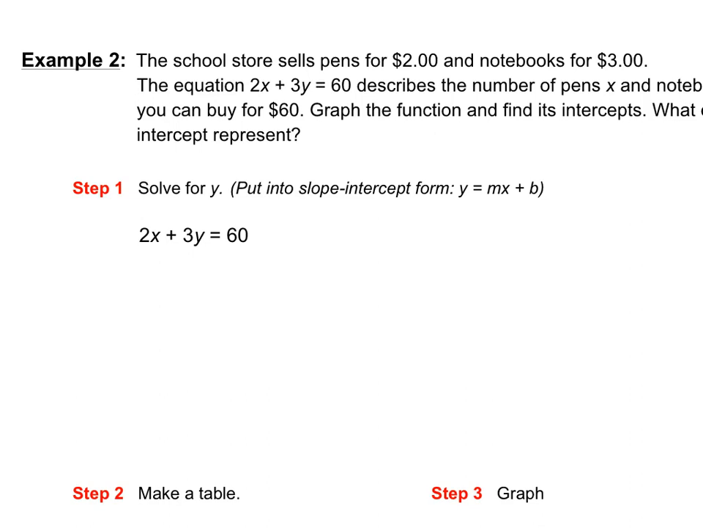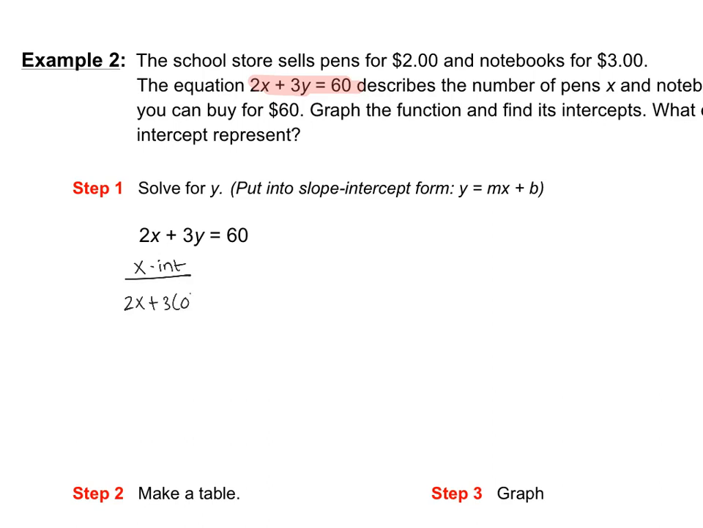The school store sells pens for $2 and notebooks for $3. The equation 2x plus 3y equals 60 describes the number of pens and notebooks you can buy for $60. Graph the function and find its intercepts, and what do the intercepts represent? Okay, so let me go through what we did before. So if we want the x-intercept, then the y value is 0.